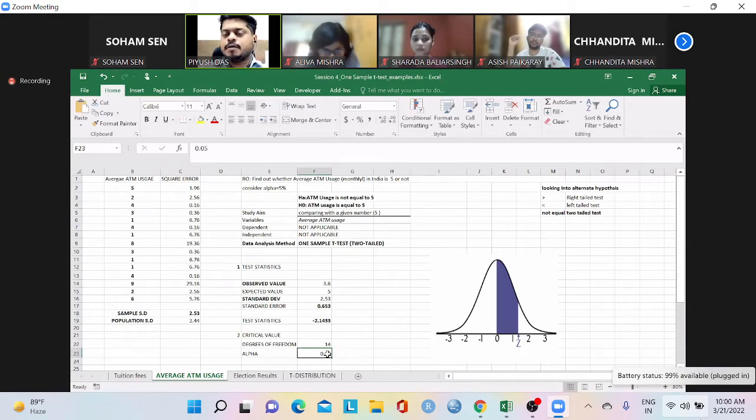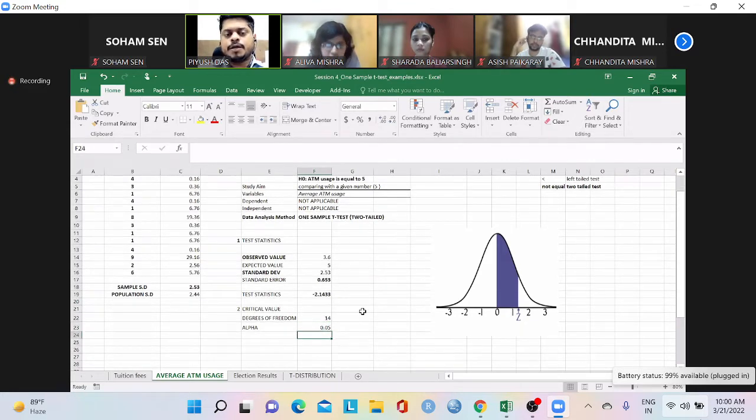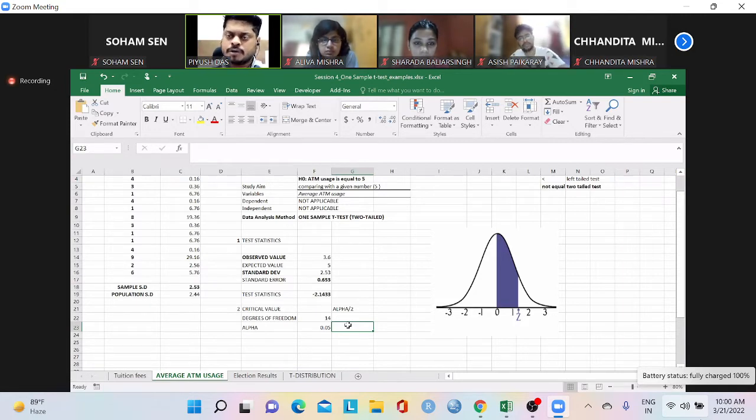Don't look at alpha. Look at the critical value at alpha by 2, right? Everybody clear why we're looking at alpha by 2? Because I'm distributing the error also. I'm saying I might be wrong, right? So error is nothing but I'm accepting that I'm wrong. I might be wrong 5% of the times.